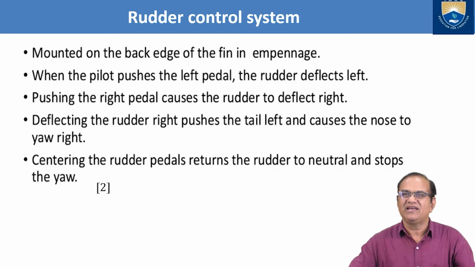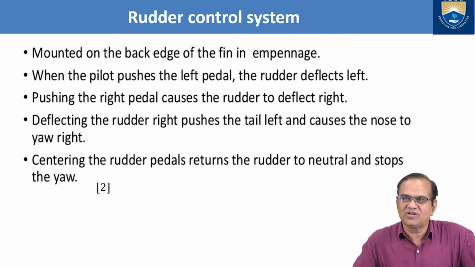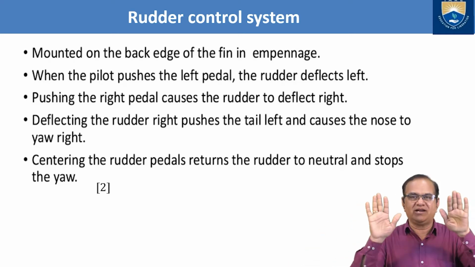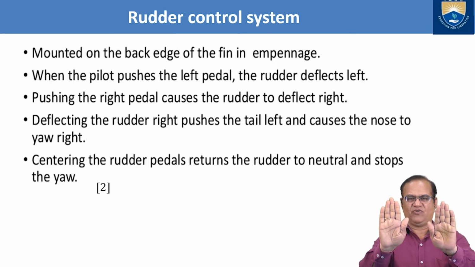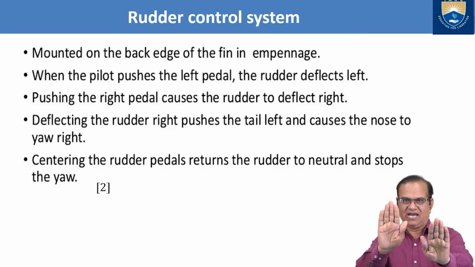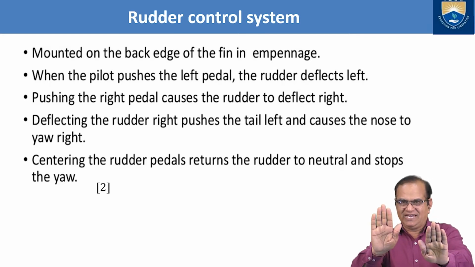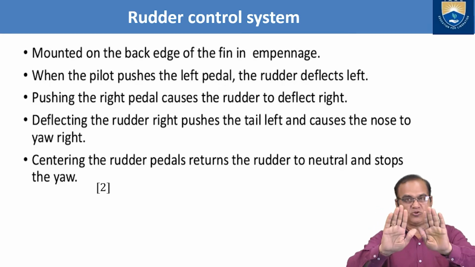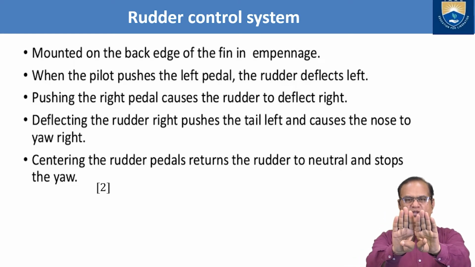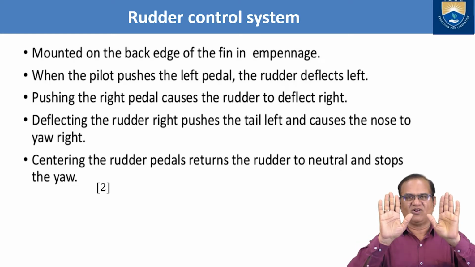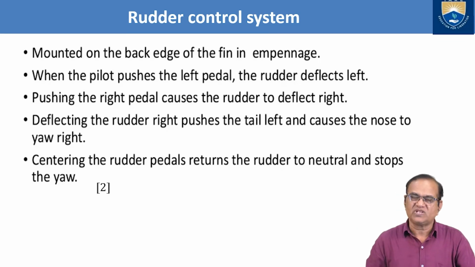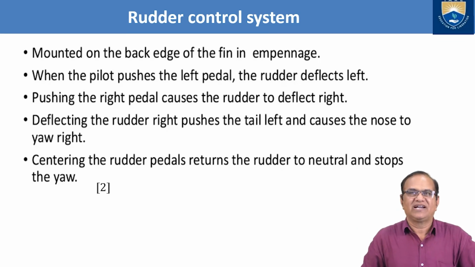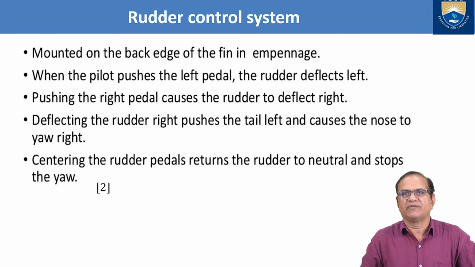Centering the rudder pedal returns the rudder to neutral and stops the yawing. So if you want to go straight, the rudder should be in the same position like this. If you want left, the left has to be pressed. If you want right, the right has to be pressed. If you don't want either, don't press both, keep them equal. Your aircraft will go straight, no left or right. That is the way we have to understand the rudder control system.